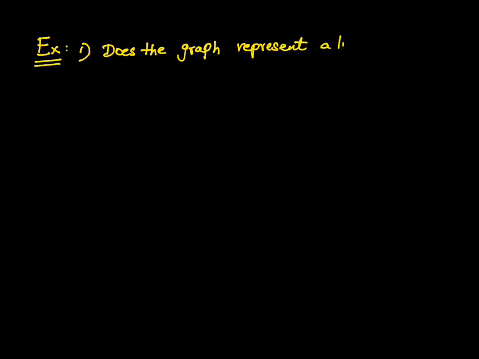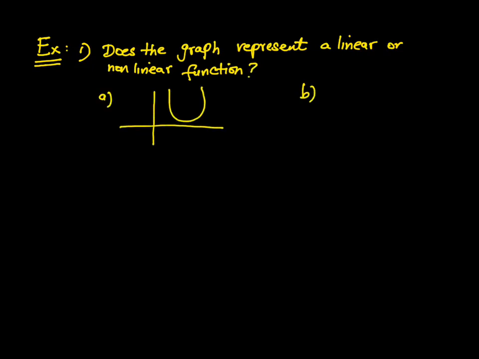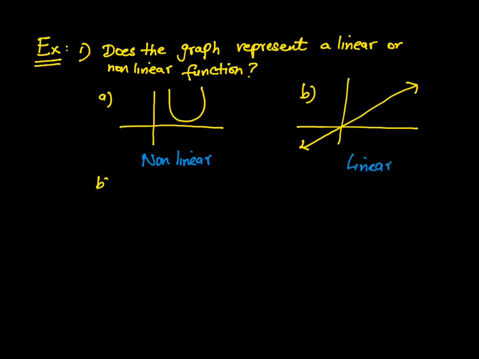So the first example here is, does the graph represent a linear function or non-linear function? So the first one you see is a U-shaped graph. So if it's a U-shaped graph, it's not a linear function. It's a non-linear function because it's not a line. If it's a line as in part B, it's a linear function.